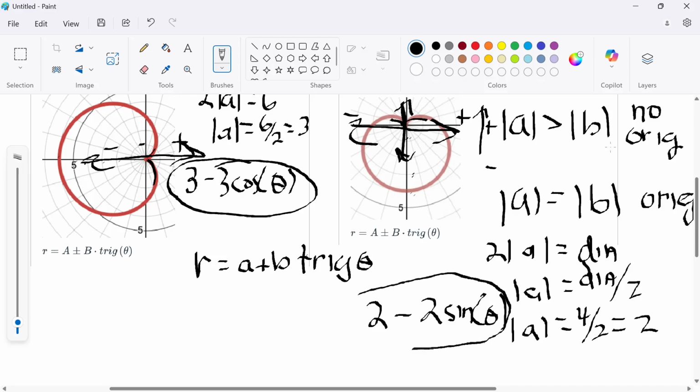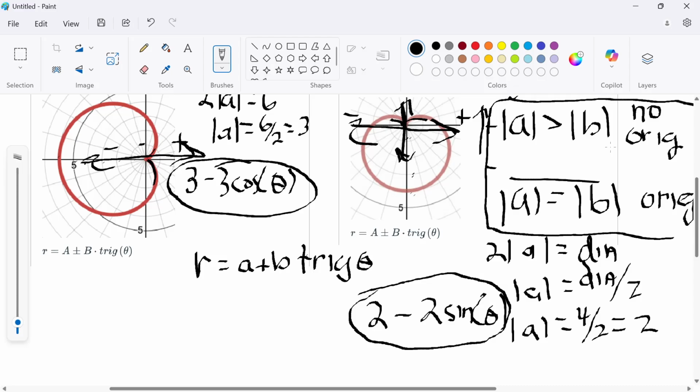And again, I knew that A and B had to be equal because this has a dimple and it's on the origin. So these are the dimple ones. The only way to have a dimple and touch the origin is if A equals B in the general form, r equals A plus or minus B trig theta. So that's the answer for this one. Number 13 and 14.